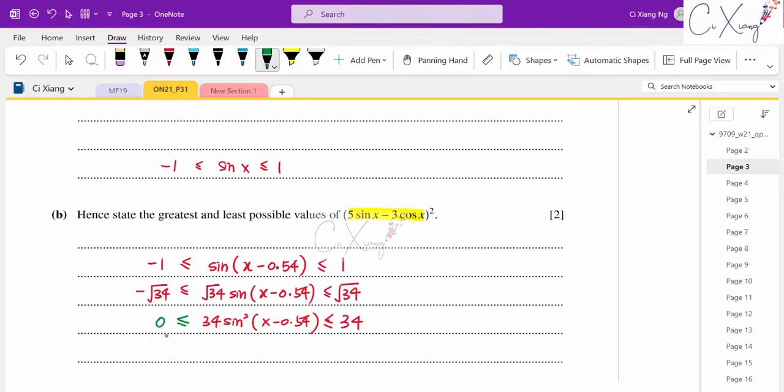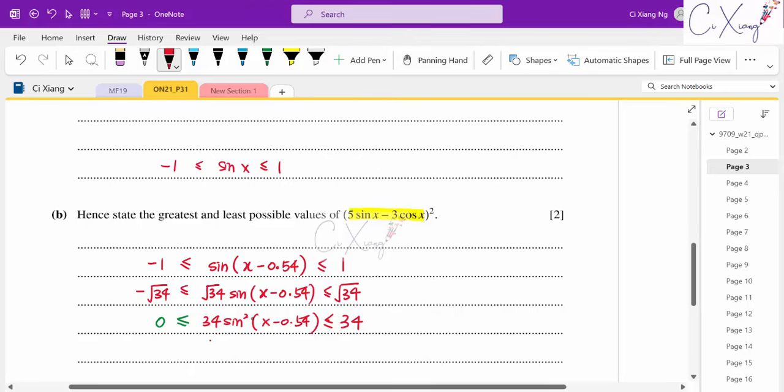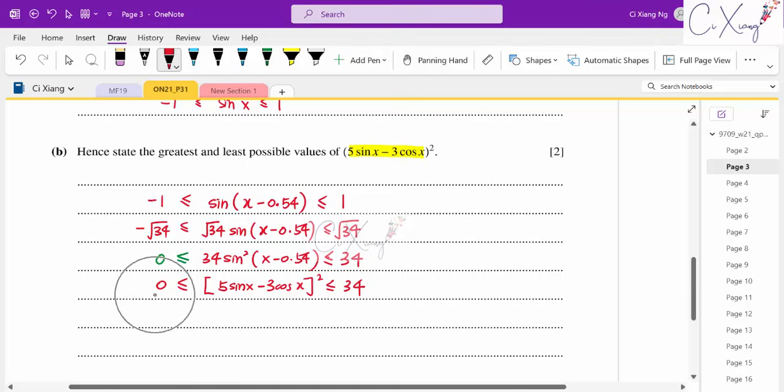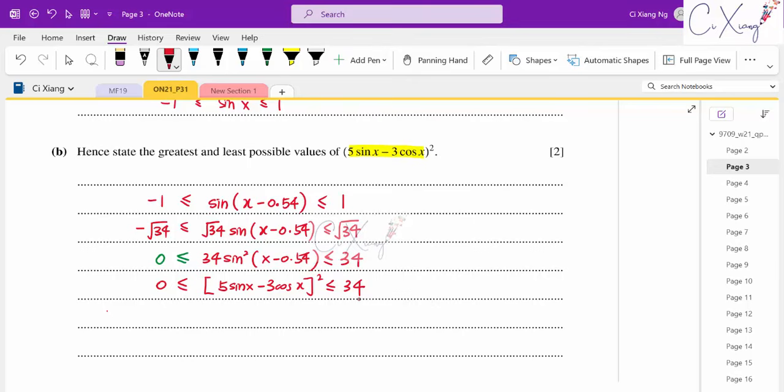Okay, if you are aware, this particular term has the same meaning as 5 sine x minus 3 cos x squared. So it is bounded between 34 and 0. So what is your least value? This value will be 0, and the greatest value will be 34. So usually I will just write again: least value is equal to 0, and the greatest value for this expression is equal to 34.